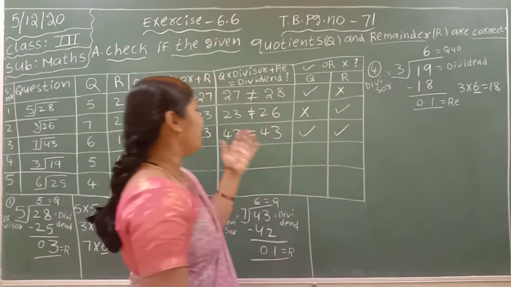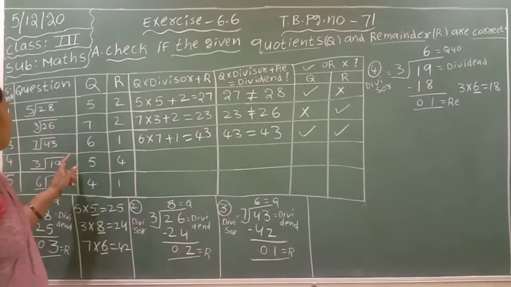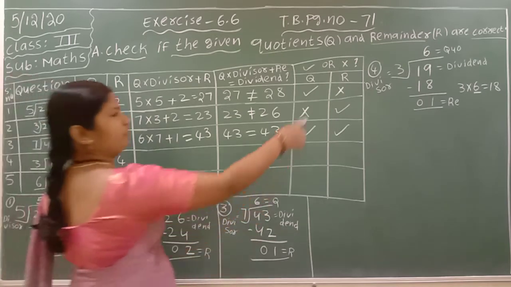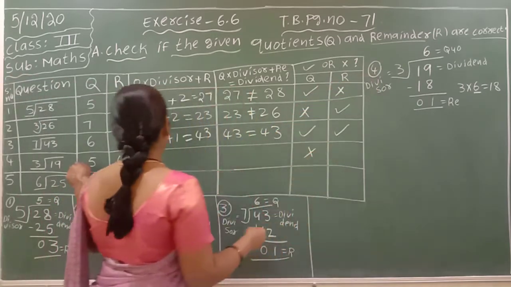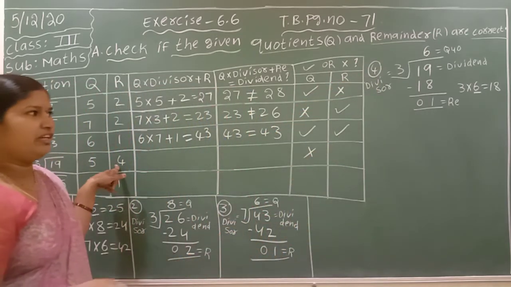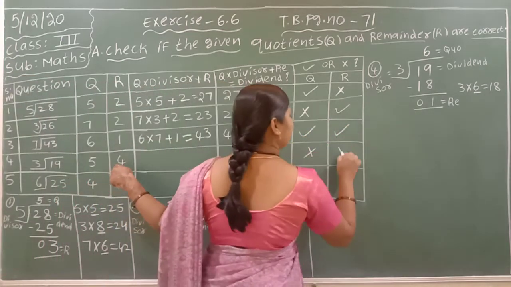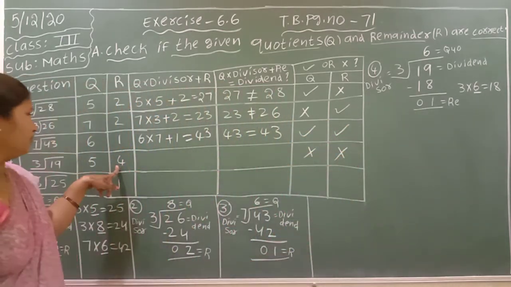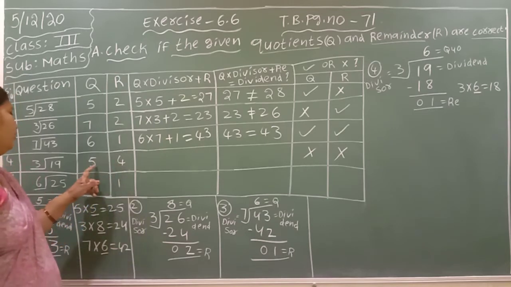Using this, you have to check this. Quotient, they given 5, but we got 6. Quotient is wrong. Remainder, they given 4, we got 1. Remainder also wrong. Okay, next up.